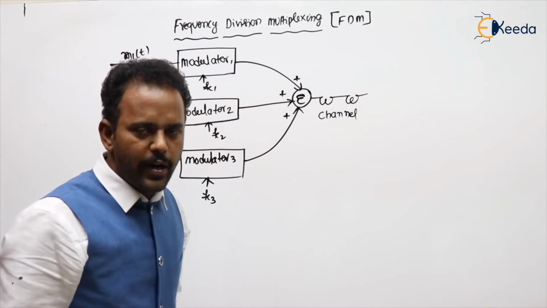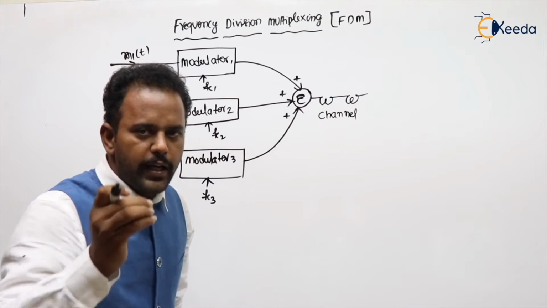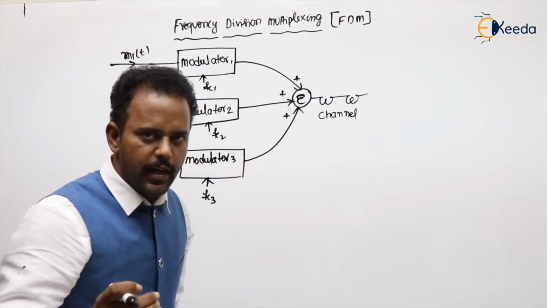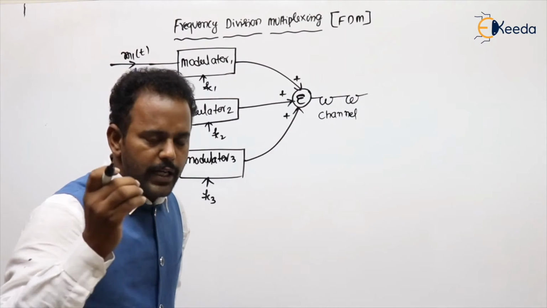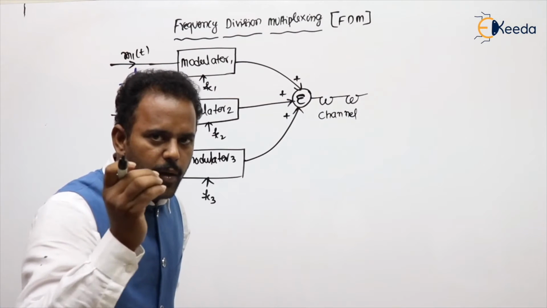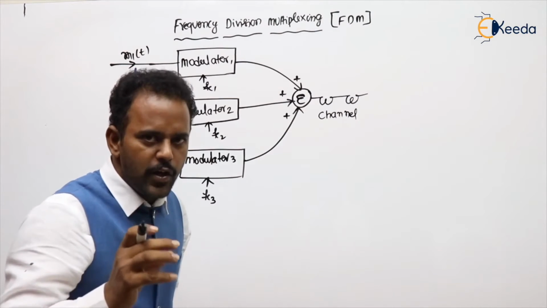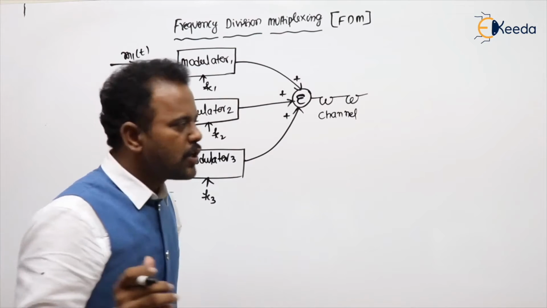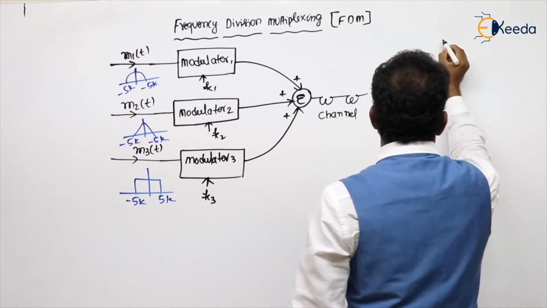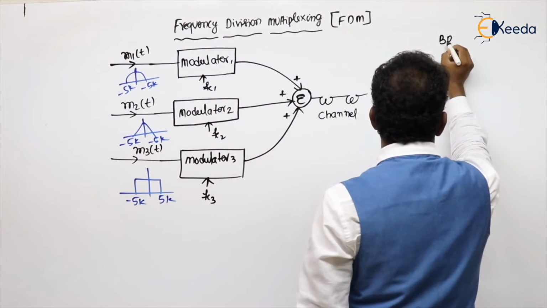And coming to the receiver end, first we need to separate each and every modulated signal. Each modulated signal will exist in a specified band. So we have to separate those bands. So what is the first block we have, students? It is nothing but a bandpass filter.